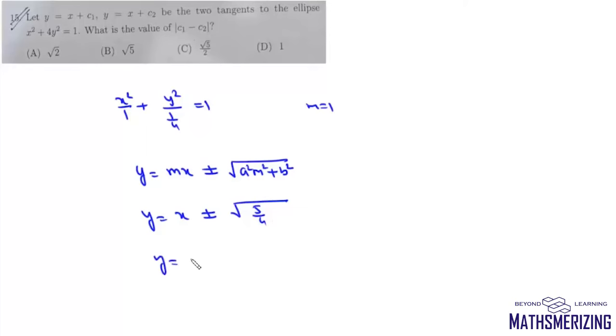So we'll get two equations: y equals x plus root 5 by 2 and y equals x minus root 5 by 2. Now we get C1 and C2. If we take their difference, this value will be simply root 5, and that's your option B.